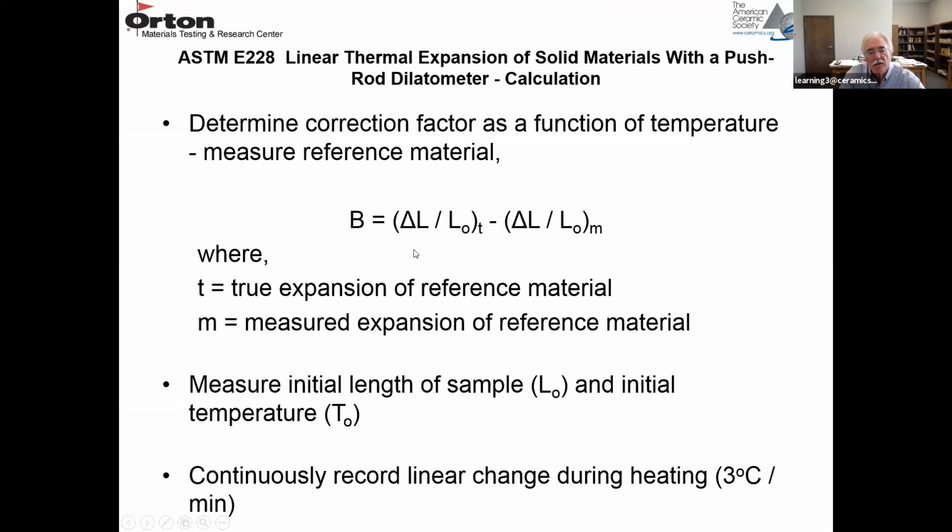At every temperature, as you heat and cool, say from room temperature, maybe 20 degrees C, to 1,000 degrees C, at each temperature point you take the standard thermal expansion and add or subtract the correction factor. So the correction takes place at each temperature during heating or cooling. You measure the initial length of the sample at an initial temperature T0. You heat at usually 3 degrees C a minute, which is a slow enough heating rate to uniformly heat the push rod and sample holder without developing thermal gradients.